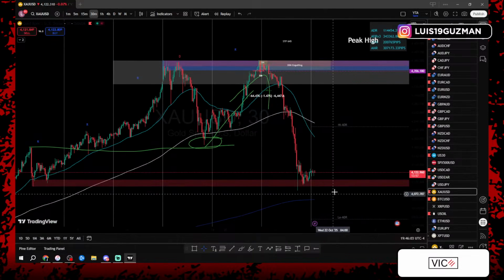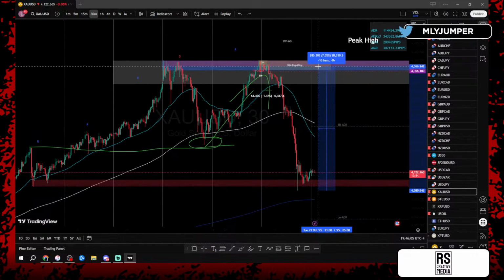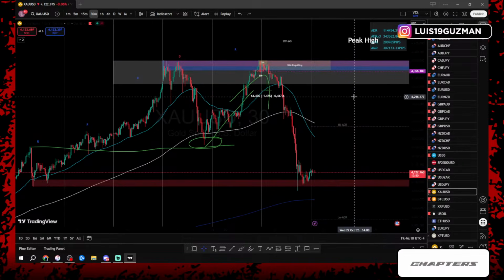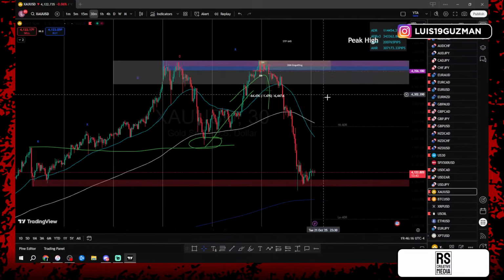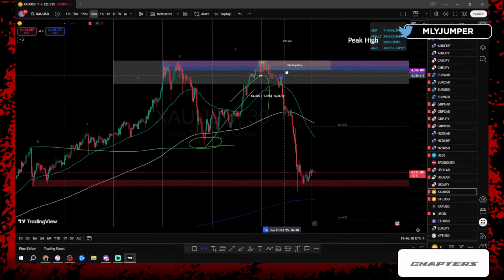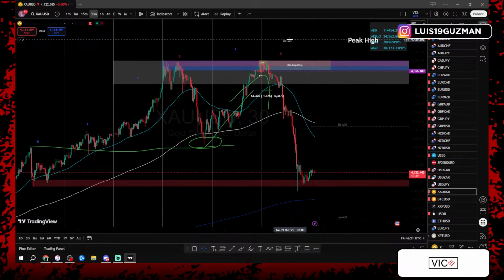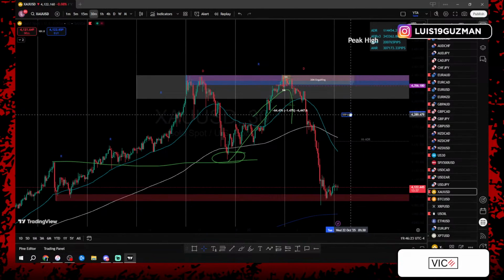Right? Gold went straight down. It did 2,900 pips. Yeah, it's crazy. So that's pretty much with gold, man. Gold doesn't really have anything for me. That would have been a beautiful trade though.